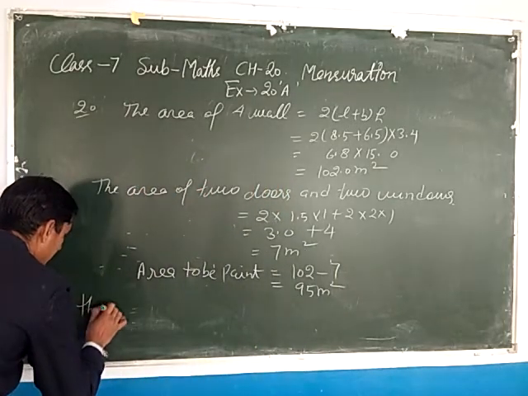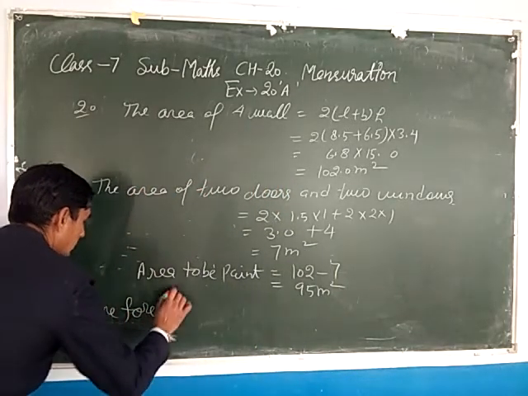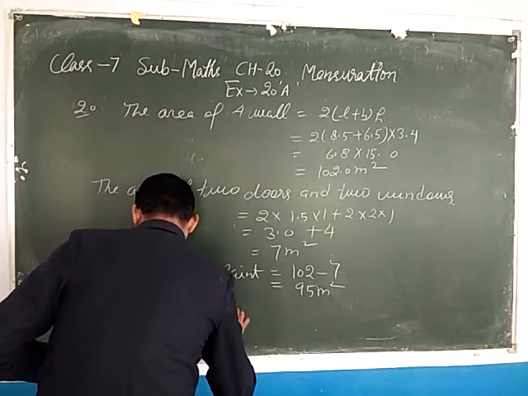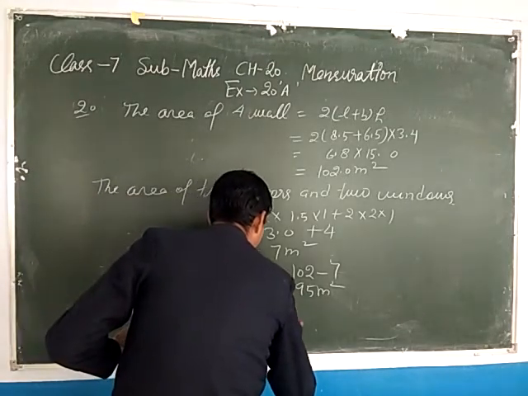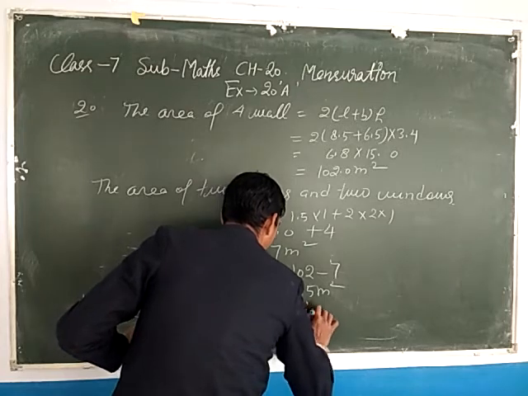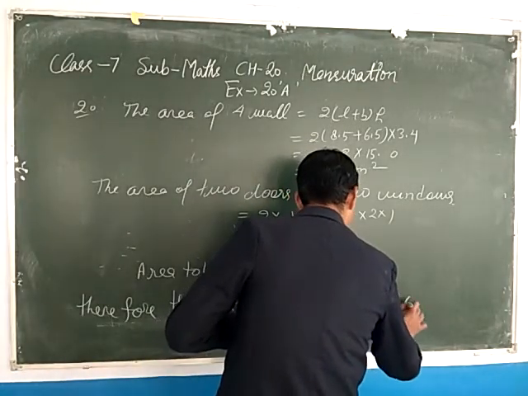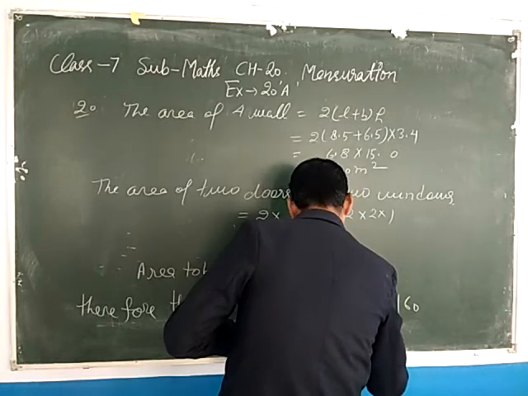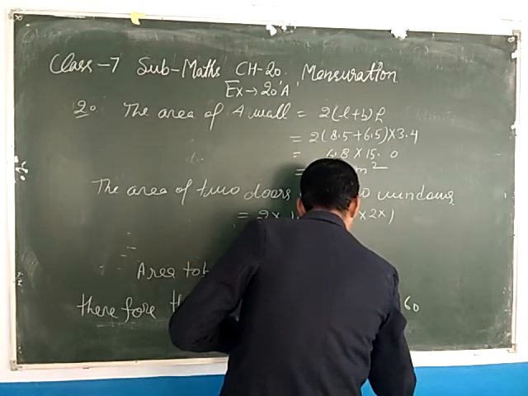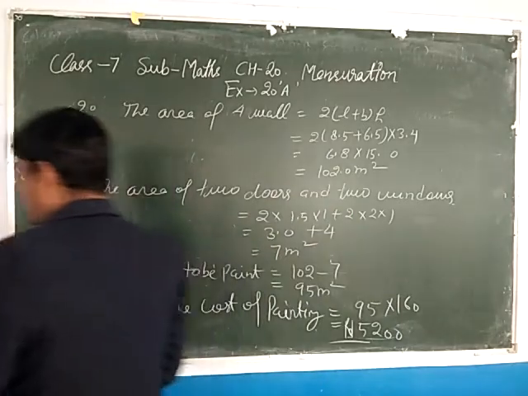Therefore the cost of painting equals 95 multiply 160 rupees. So 15,200 rupees is the required answer.